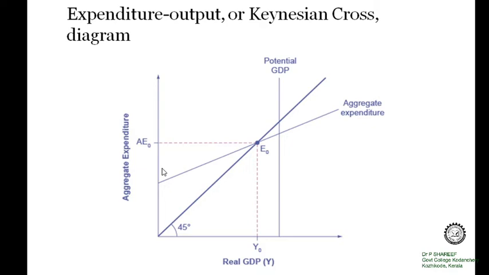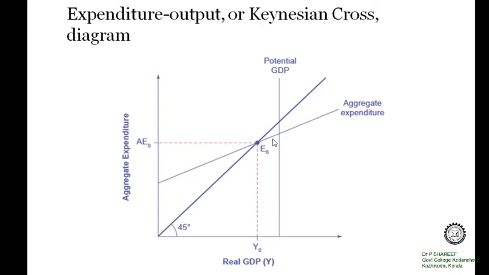In the diagram, the x-axis measures the real GDP and the y-axis measures aggregate expenditure. The 45-degree straight line represents the aggregate output, and aggregate expenditures are measured by the other straight line. The vertical straight line represents the potential GDP. In the diagram, E0 represents the equilibrium position where aggregate expenditure and aggregate output are equal.